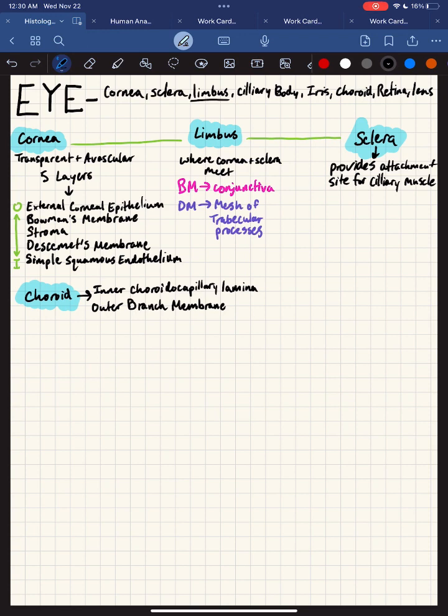Now, if you look at the inner choroidocapillary lamina, those capillaries actually exist to provide nutrients to the surrounding area.